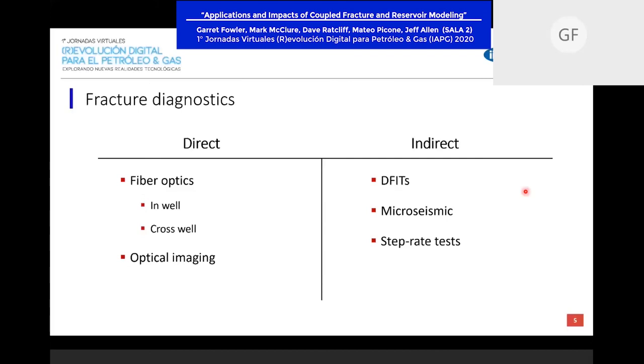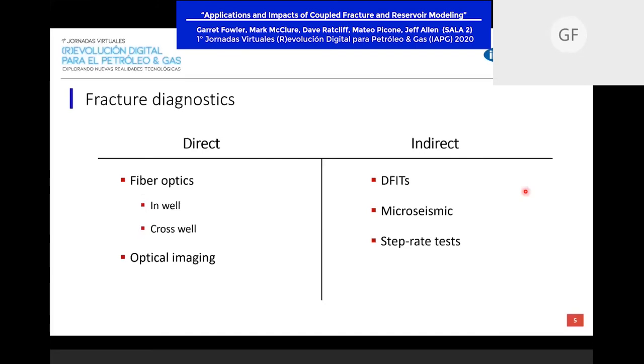So an example of this would be the cross-well fiber optics, where when we measure the strain response of a fracture crossing an offsetting well, that is a direct observation. We're directly measuring the strain in the fiber optic gauge. Another example would be optical imaging. If you put a camera down the lateral and image the perforations, that is a direct measurement of the perforation diameter.